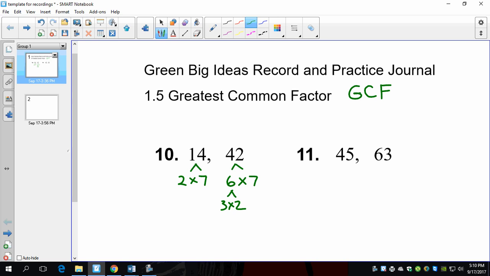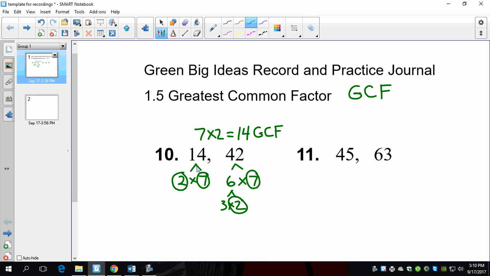Well, we have a common factor for 7 because there's a 7 on both sides. So we have a 7, so that's a common factor. And in this case, we also have a 2. So there's a 2 on both sides, 2 from 14 and 2 from 42. So what we'd want to do is take that 7 and times it by 2, and 7 times 2 would be 14, and 14 would be the greatest common factor between 14 and 42.